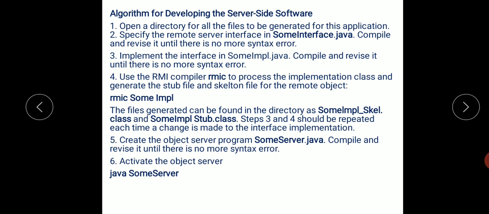So opening directory for all the files, second one is specifying remote server's interface. Third one is implementing the interface. Fourth one is using Java RMI compiler and creating stub and skeleton file. And fifth one is creating server file. Sixth one is activating the object server.